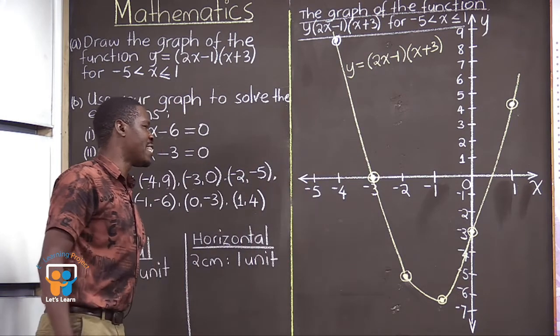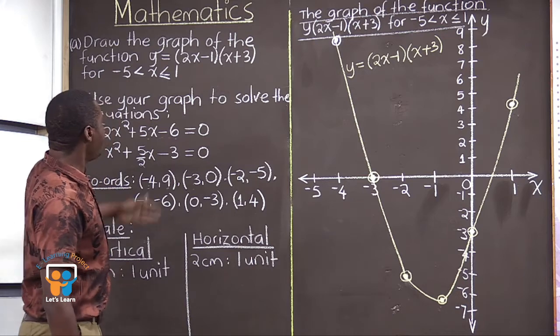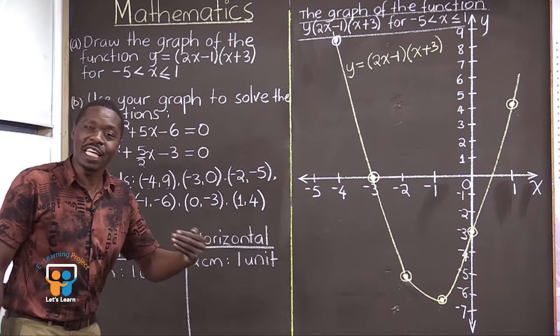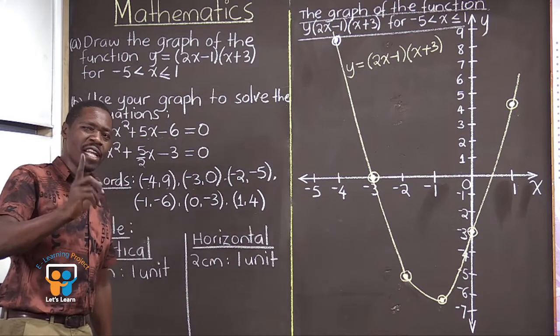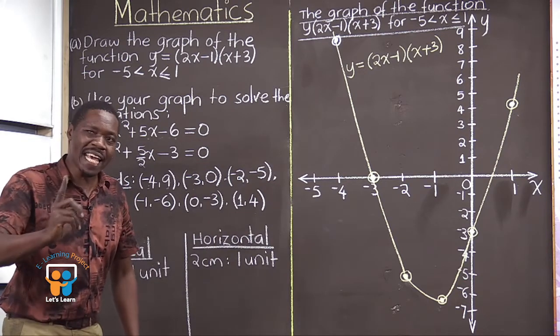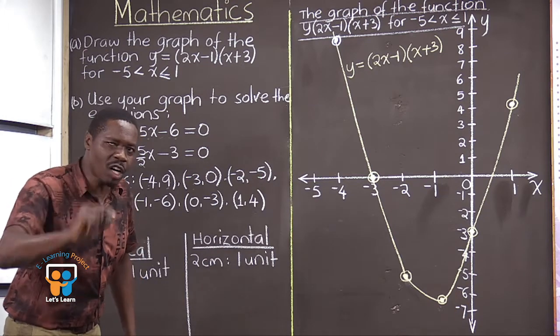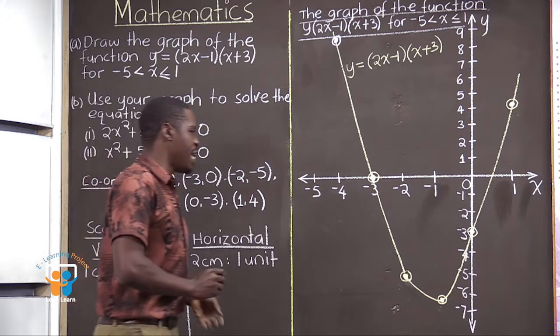Now, what is the examiner saying? The examiner is saying, after drawing the graph, go ahead and solve the given equations. But before we solve any equation, we need to write our scale. Our scale is supposed to be on the top right-hand corner of the graph that we have drawn. So we come here and write it.